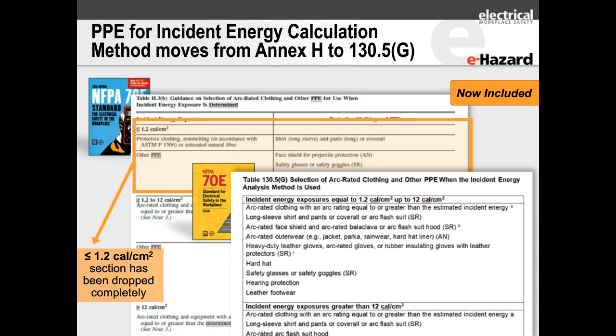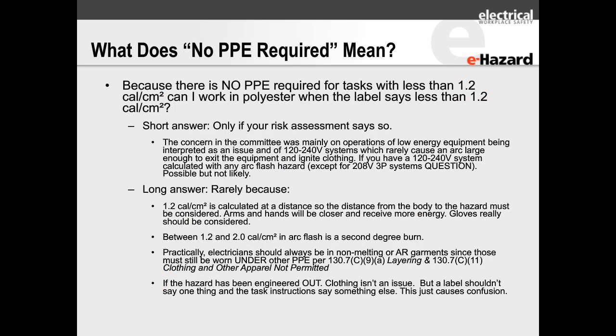All right. So what does this no PPE required mean? Well, the short answer would be if your risk assessment says there's no PPE, and I would say in the case of 120, 240 systems, except for three-phase 208 systems, that probably means that you don't really need any special PPE. Should you wear polyester? Probably not. Is it really a super high risk in that level setting under the 1.2 calculation? Probably not. The software doesn't do a real good job of calculating the real risk at 120 to 240, except on three-phase systems.